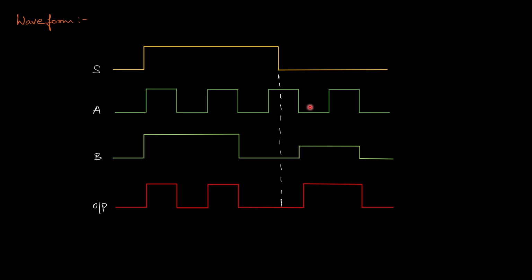Finally, let's verify its operation using the waveform. Initially, the select signal is high and the output just follows the A input. And when the select signal goes low again, the output immediately switches back to B. So the waveform perfectly matches the truth table of the 2x1 multiplexer. Now let's try to simulate it in Cadence.